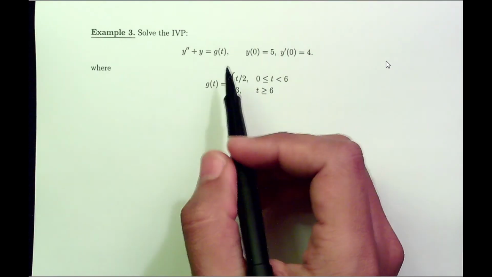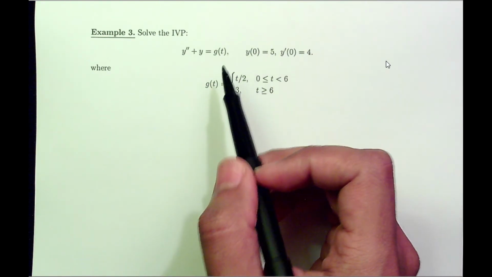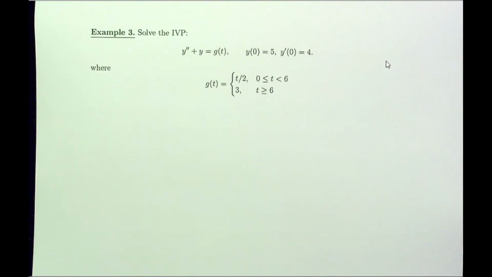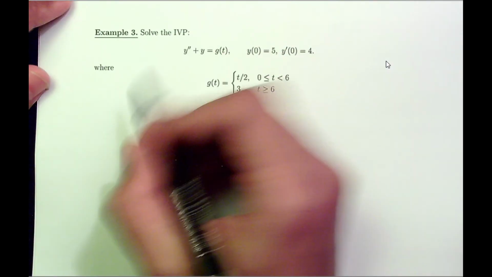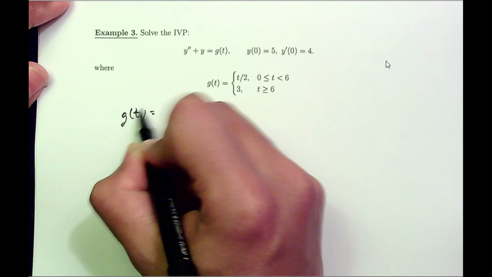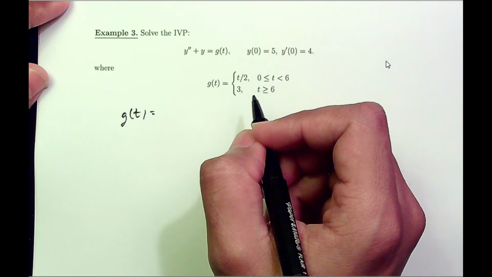So this problem says we have to solve this IVP where G is given by this. The first thing we need to do is really try to rewrite G in terms of the U's, in terms of the Heaviside functions. So that's going to be the first order of business. So this is going to be G of t. And then we're going to write this in terms of U's, we're going to break it up.